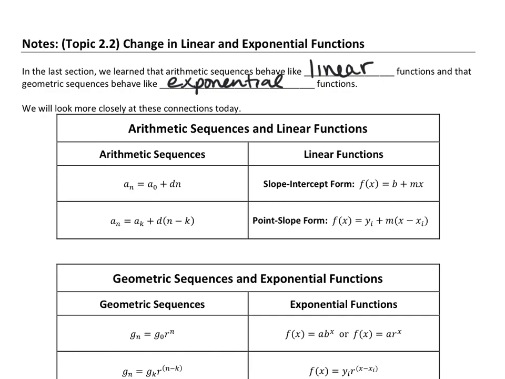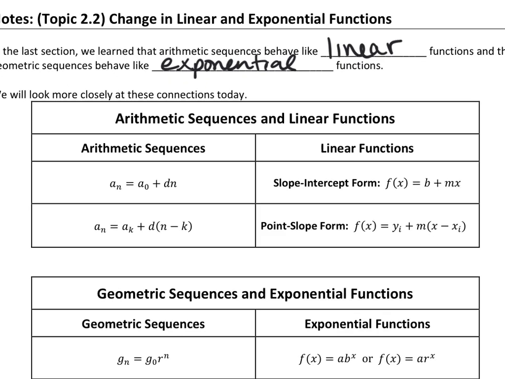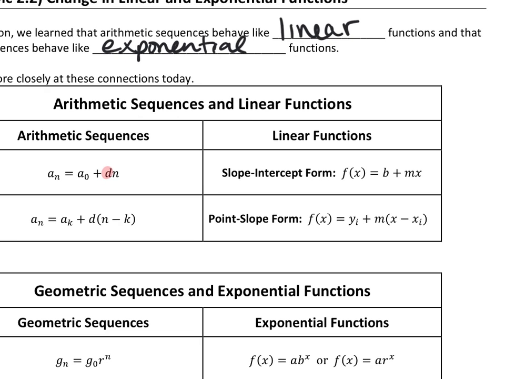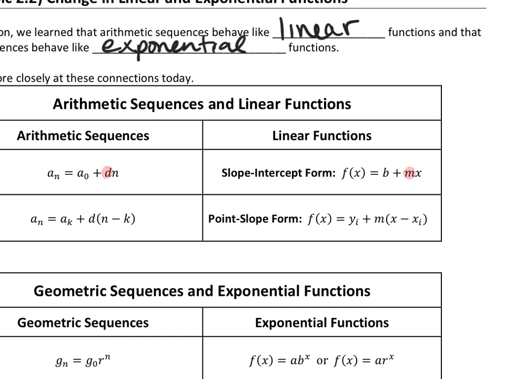With your highlighter right now, I want you to highlight the d in the arithmetic sequence. Oop, that's not a highlighter. Let me actually highlight. And the slope in the slope-intercept form linear equation. What do we notice about the d and the m? In regards to where they are in the equation. Are they by themselves or next to something else? Great, they act the exact same. The common difference tells you how the sequence is changing. The slope tells you how the function is changing.